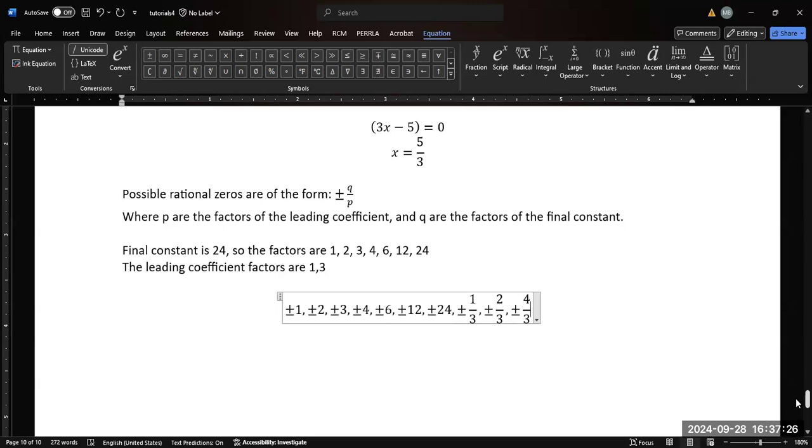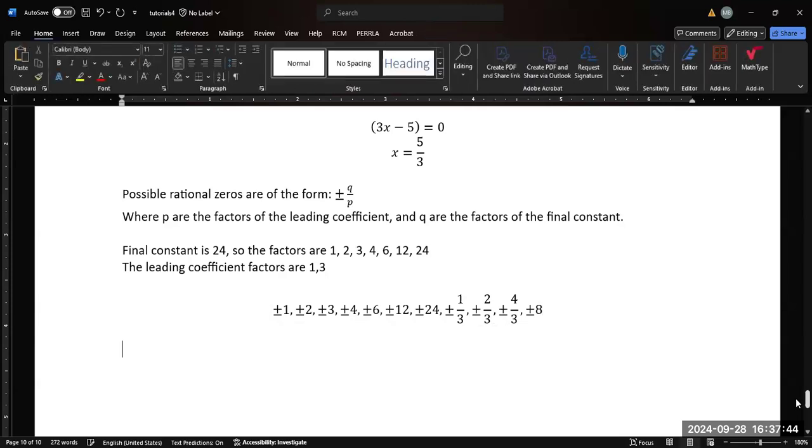12 divided by 3 is 4, that's already on the list. 24 divided by 3 is 8. That was not on the list. So these are all the possible rational zeros for our first example. And again, this is a lot, but it's less than everything. So we know we don't have to test things like halves or quarters or fifths or sixths.